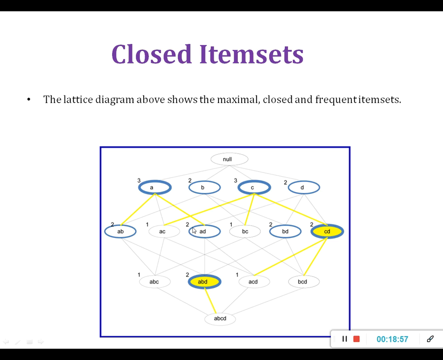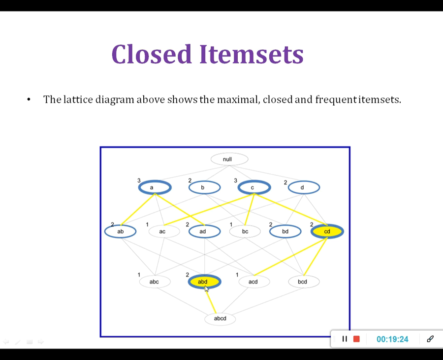Same way, this 2 is equal to 2, so mark it as blue. 1 is not greater than or equal to 2, so don't mark it as blue. Then for this BD, this 2 is equal to the minimum support, so I have marked it as blue. Same for CD, it has value 2, so I have marked it as blue. For ABC, ACD and BCD, both have their support count less, so don't mark them.